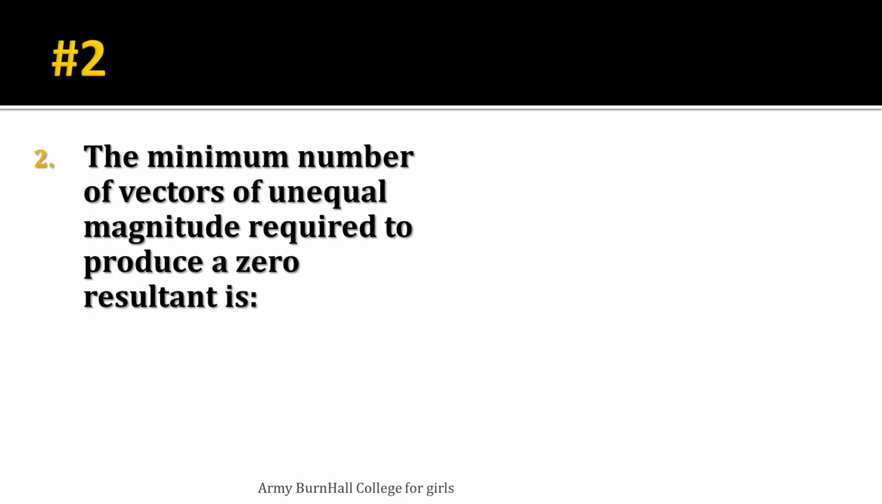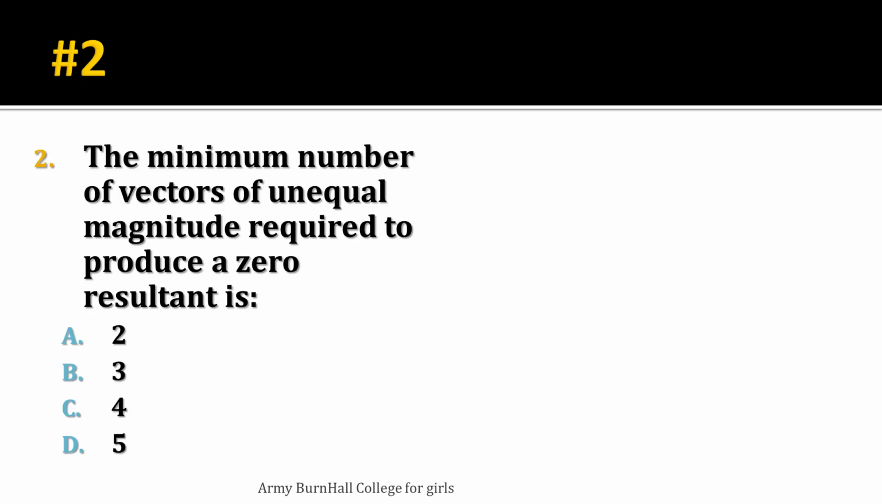Check out MCQ number 2. The minimum number of vectors of unequal magnitude required to produce a zero resultant is: option A 2, option B 3, option C 4 and option D 5. If we are having unequal vectors, then two vectors will never ever give us zero resultant. So option A is excluded.